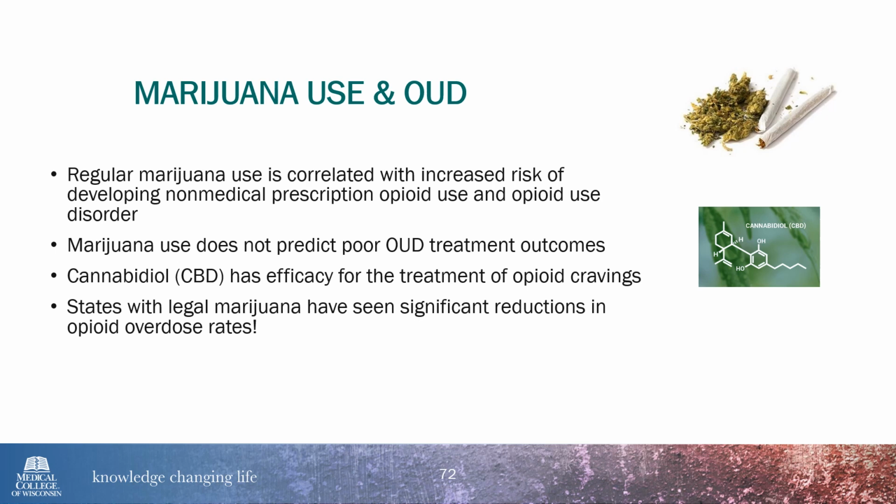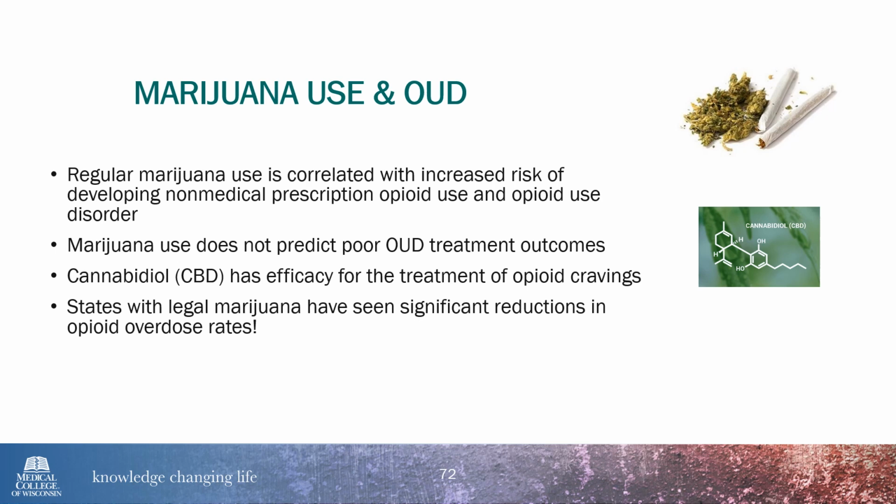Well, the evidence is pretty clear that marijuana use does not predict opioid use disorder treatment outcomes. And actually, one of the components of cannabis, cannabidiol, so the cannabis, when smoked, you get a combination of both THC and CBD. The CBD component actually has some randomized control trial level evidence that shows it's helpful in the treatment of opioid cravings.